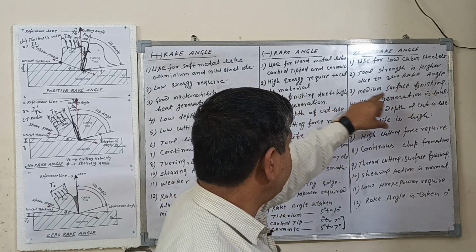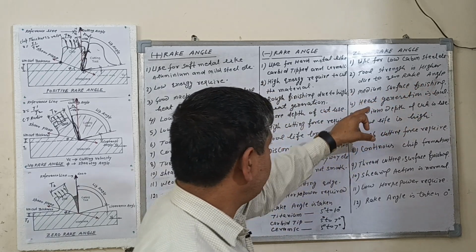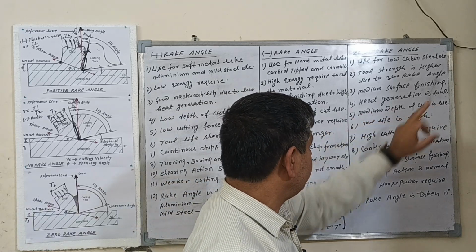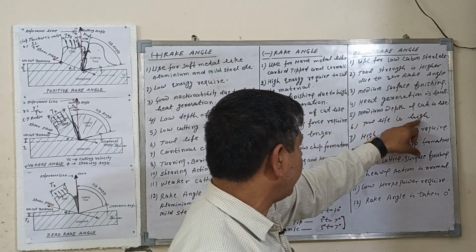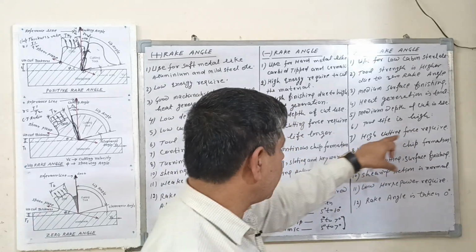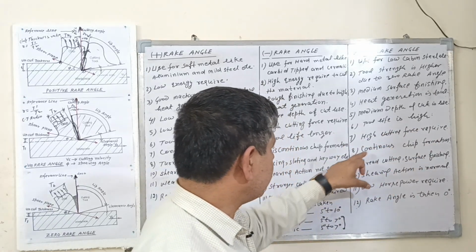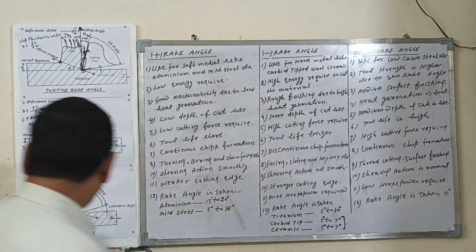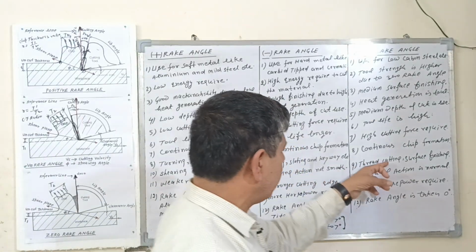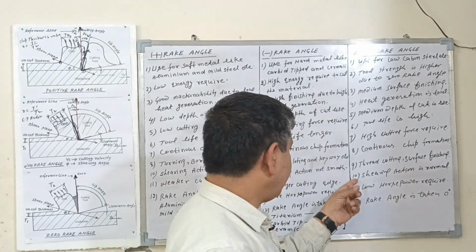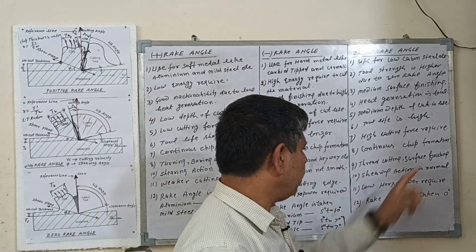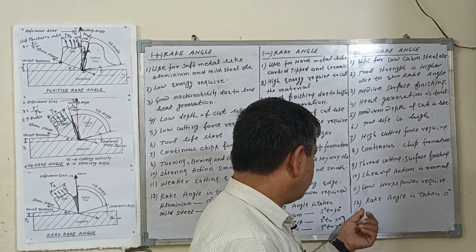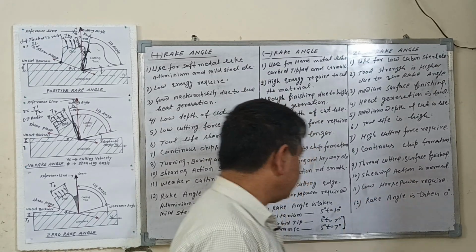Number three is medium surface finishing. Number four is heat generation is very low. Number five is medium depth of cut is used. Number six is tool life is high. Number seven is high cutting force required. Number eight is continuous chip formation. Number nine, this zero rake angle is generally used for thread cutting and surface finishing. Number ten is shearing action is very normal. Number eleven is low horsepower is required. Number twelve is the rake angle taken is 0.